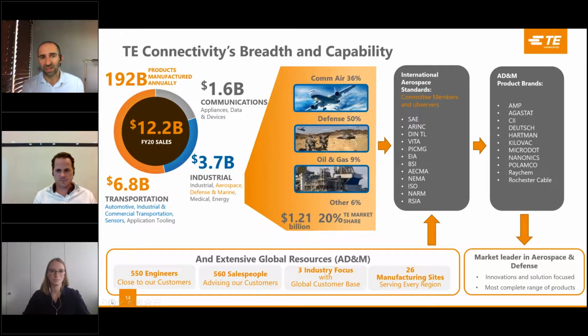I myself am from the aerospace, defense and marine business unit within industrial. And we have over $1 billion worth of sales, working with the commercial air business, defense, land and air, and also oil and gas, as well as other domains such as space. We have technology on Voyager, actually, as well as on Mars. So we have a huge spread of product.